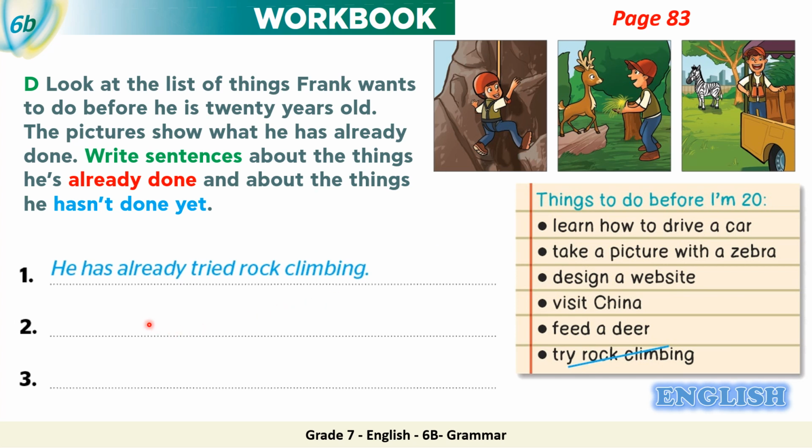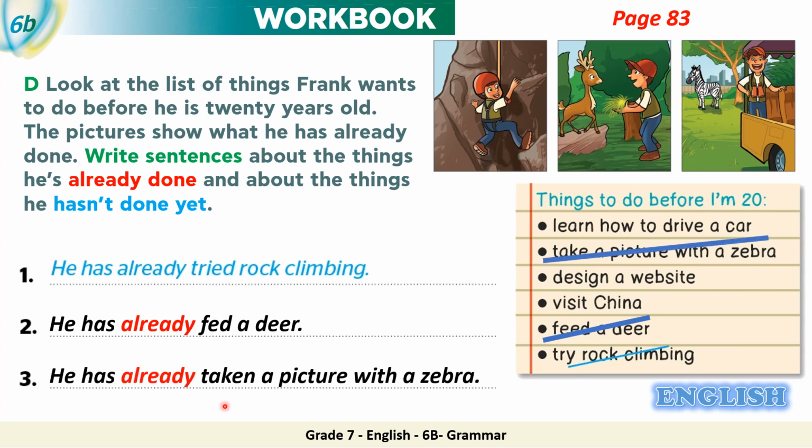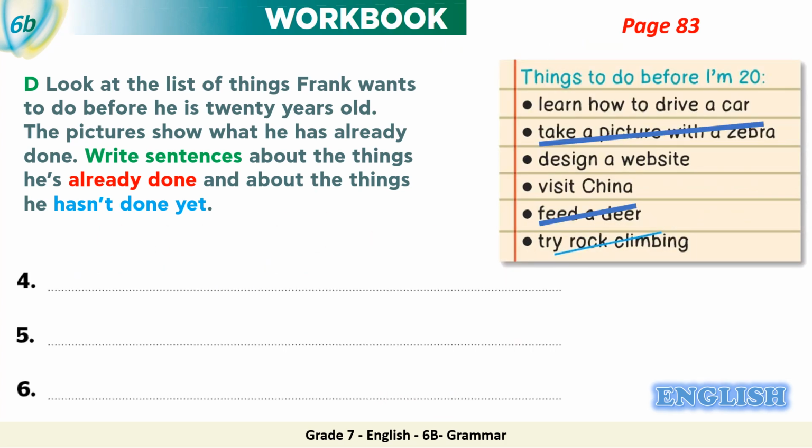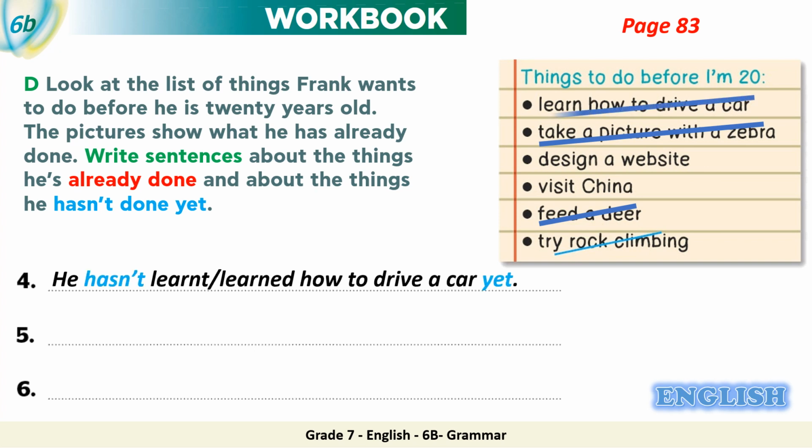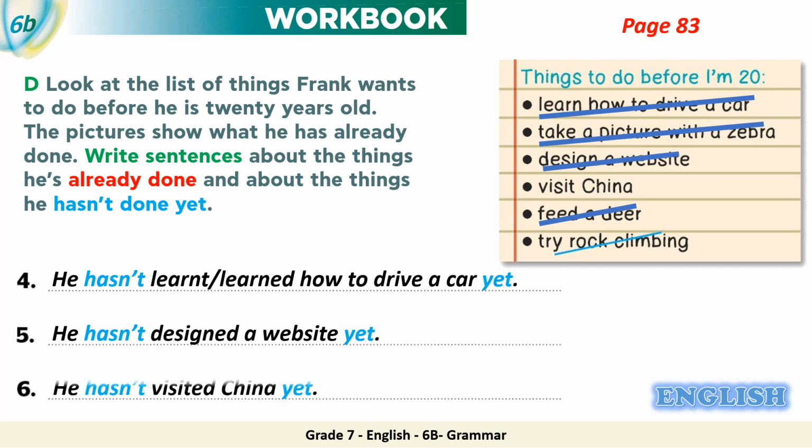Now, let's check number 2 and 3 about the things that he has already done. He has already fed a deer, and he has already taken a picture with a zebra. Let's check the things that he hasn't done yet. Number 4, he hasn't learned how to drive a car yet. He hasn't designed a website yet. He hasn't visited China yet.